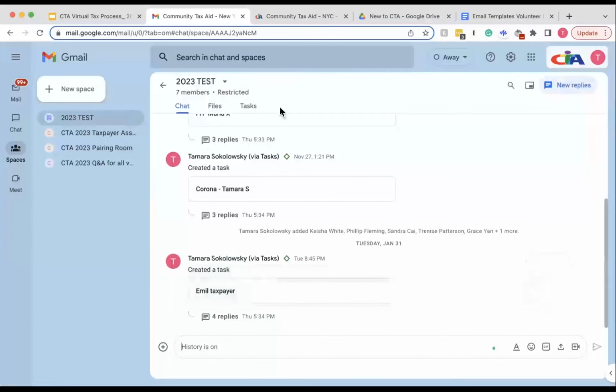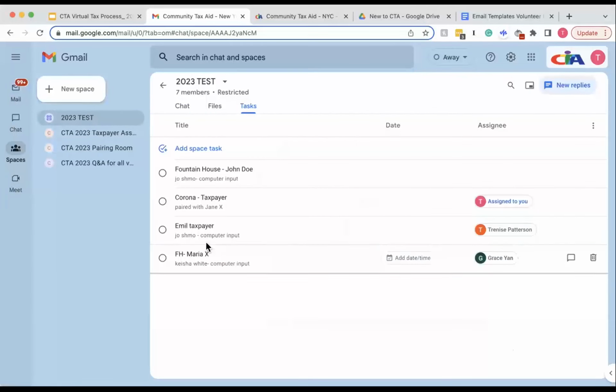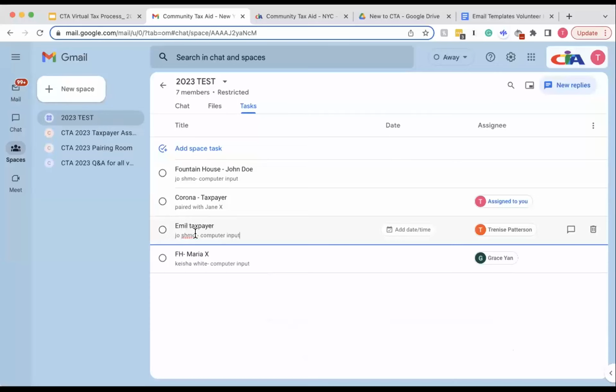And I can see that going into the tasks tab, someone named Joe Schmo has already agreed to do the computer input. So either Joe Schmo or Trinice has to go back into the tasks tab and enter in Joe Schmo computer input. And that's so that assistant managers know who's working on the computer input portion, because the person who's doing it needs to also have access to the Google Drive to see the documents. And that's why we need both the name of the interview volunteer and the computer input volunteer.